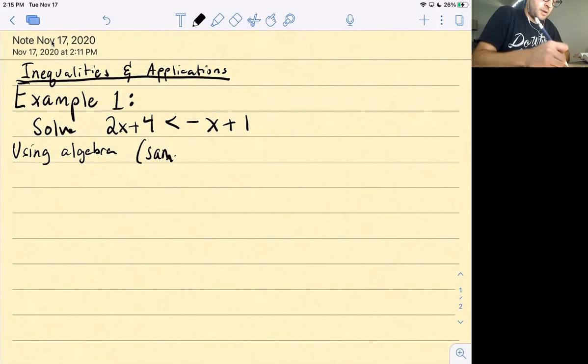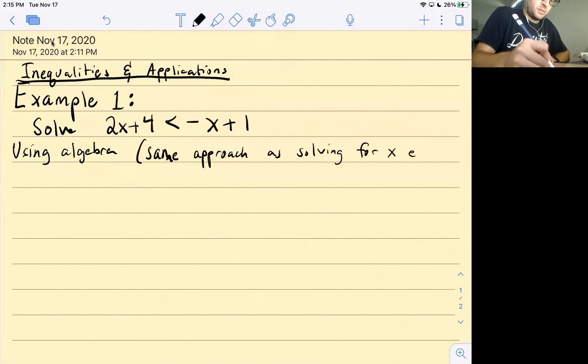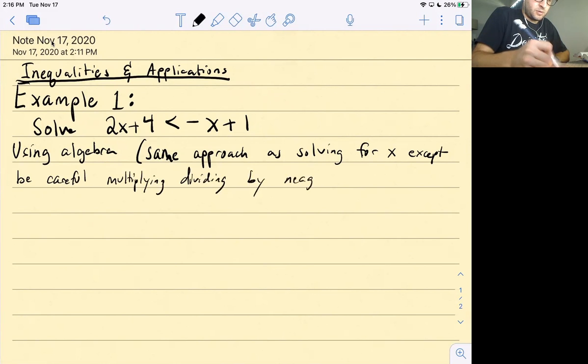So this is the same kind of approach as solving for x, except be careful multiplying or dividing by negative numbers. Oops. We'll switch the inequality.